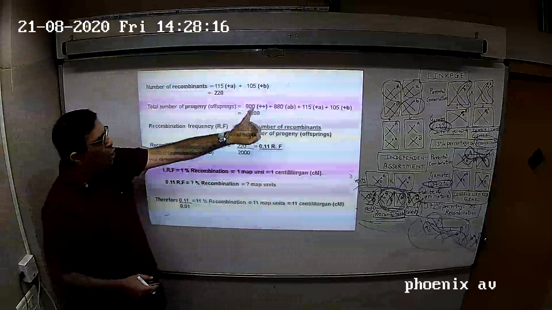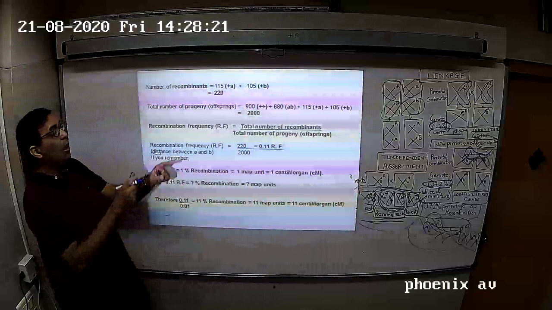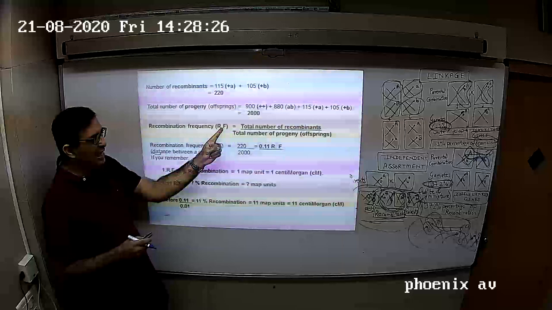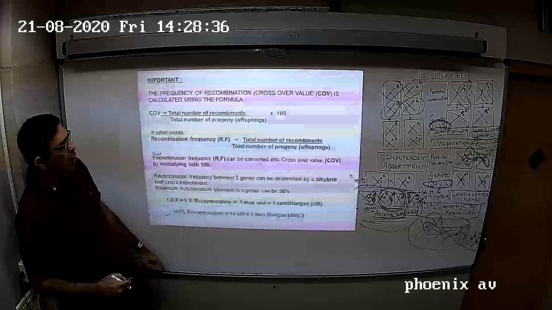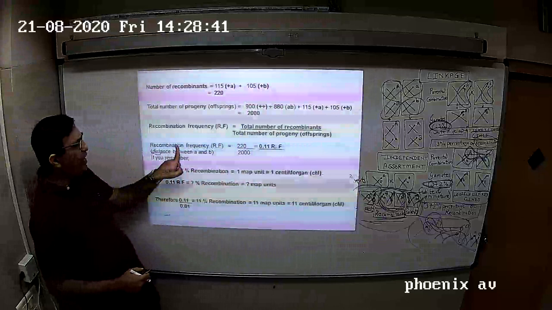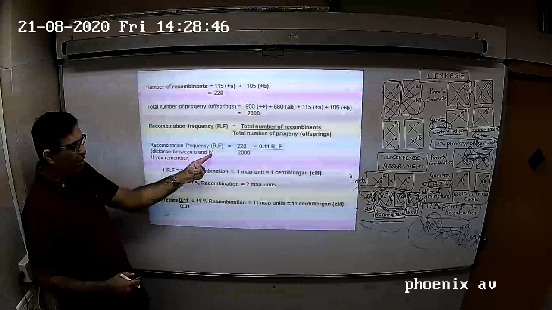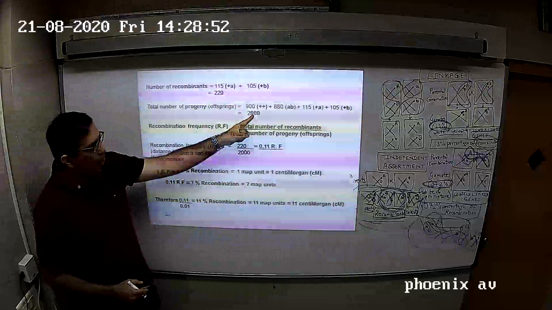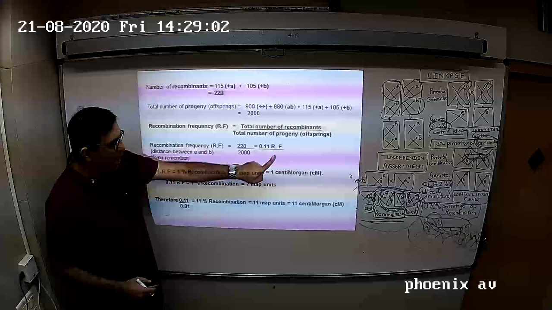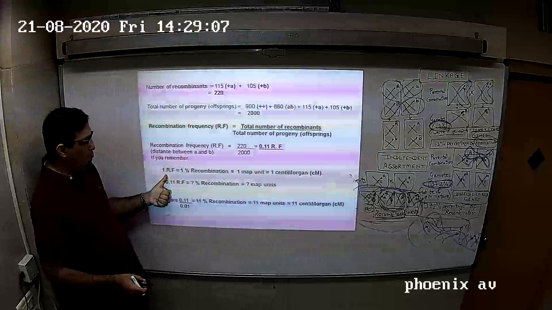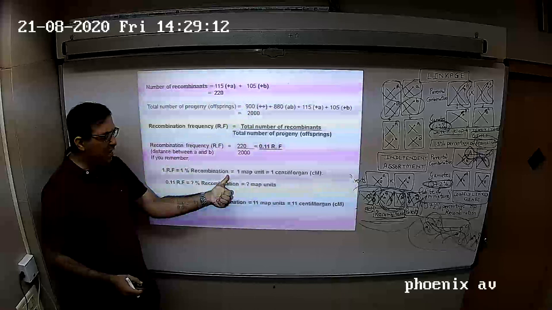So now 220 upon 2000. If you remember, recombination frequency is total number of recombinants upon total number of progeny or offspring. So, how much will be recombination frequency, which is distance between A and B small gene? 220 upon 2000, which is 0.11 recombination frequency. And if you remember, one percent recombination is 1 MAP unit, which is 1 centimorgan.